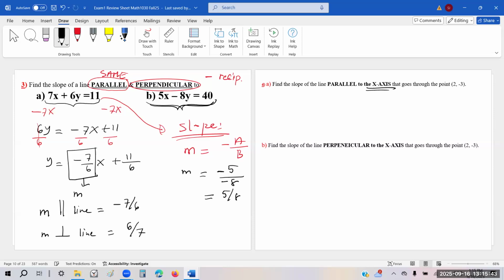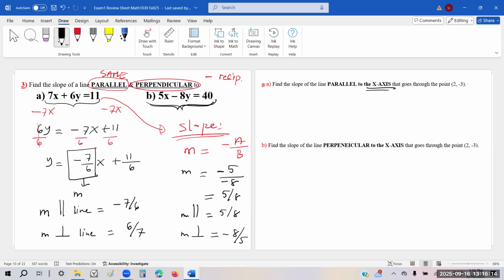So what's the slope of this line? 5 over 8. So what would be the slope of the parallel line? Both. And the perpendicular line? Negative 8 over 5. So whatever line is given, first find that slope, and then based on that, you find the other two slopes. Any question?